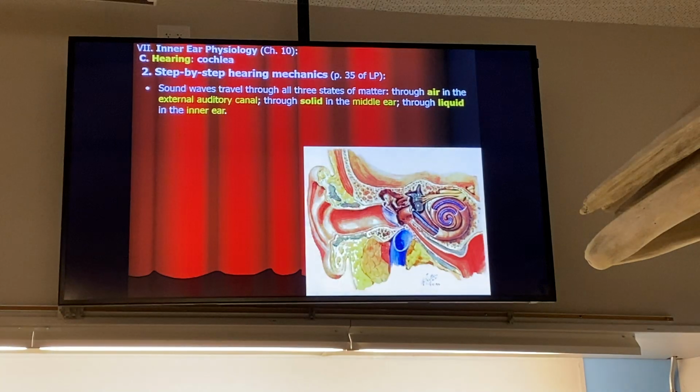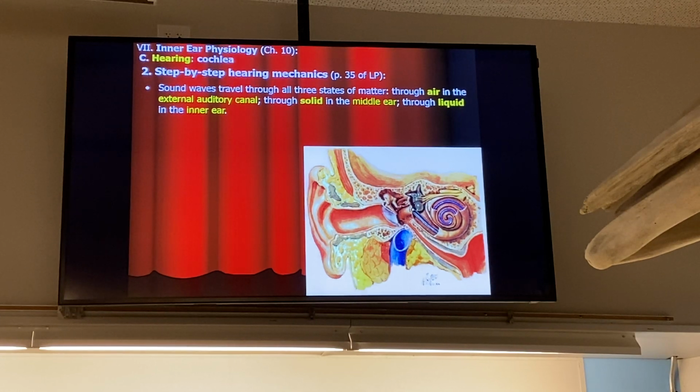All right, let's do a little step-by-step hearing. What I want to do on the whiteboard is contrast the auditory pathway with the visual pathway. I want to try something different this time. So we have the hair cell instead of the rod and the cone. And it has stereocilia only.